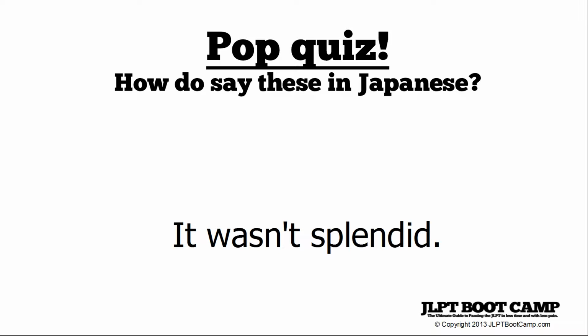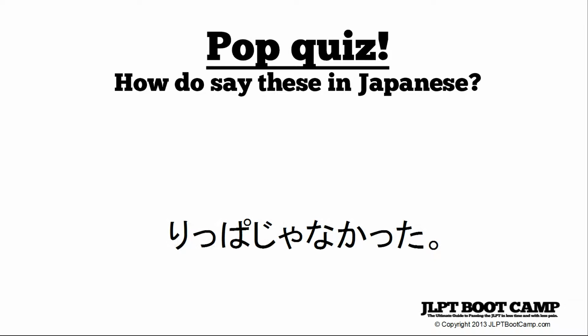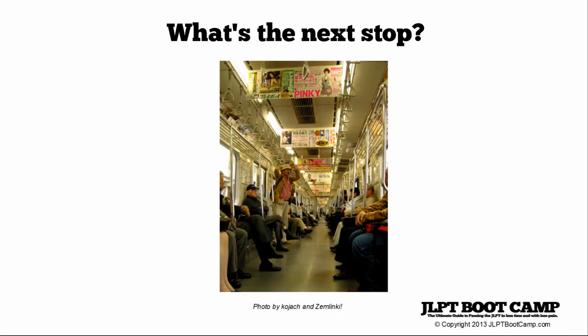Last one, it wasn't splendid. Can you translate that? In Japanese, that would be ripa janakatta. It's not splendid. So again, with splendid, in Japanese it's ripa. It's a na adjective. You just have to add janakatta to talk about the negative past tense with na adjectives. And that's it for talking about using the past tense of adjectives in Japanese.